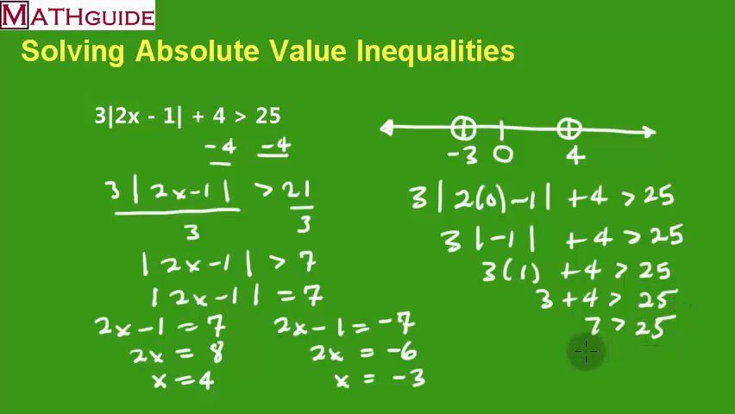Now we decide, is this true or is this false? Is 7 greater than 25? I'm a little sloppy here, going too fast. Is 7 greater than 25? You'd say absolutely not. It is not. So this section right here is false. So if this is false, you certainly do not shade false sections. We shade the opposite. We're going to go on the outside for this one.